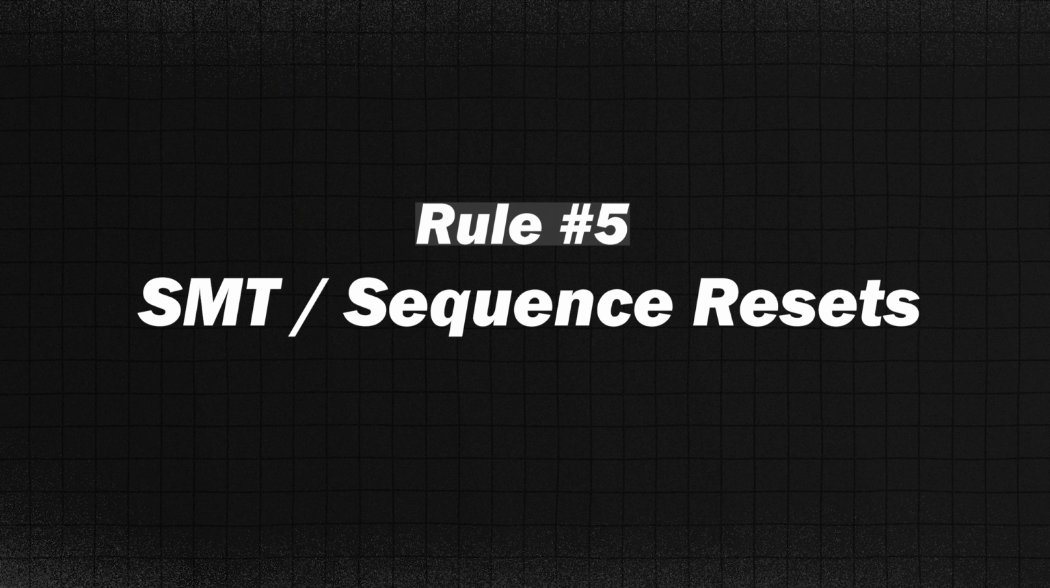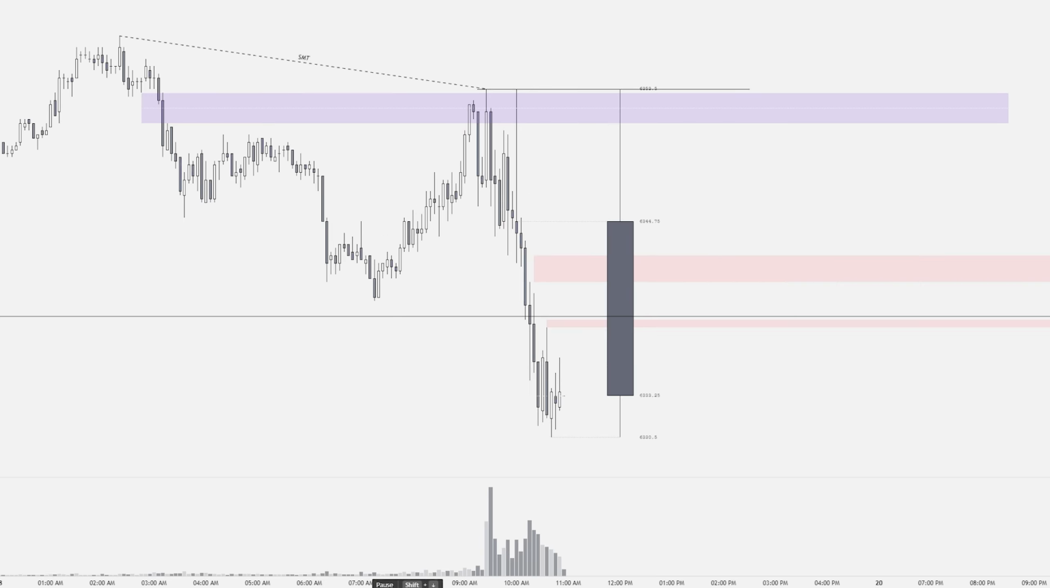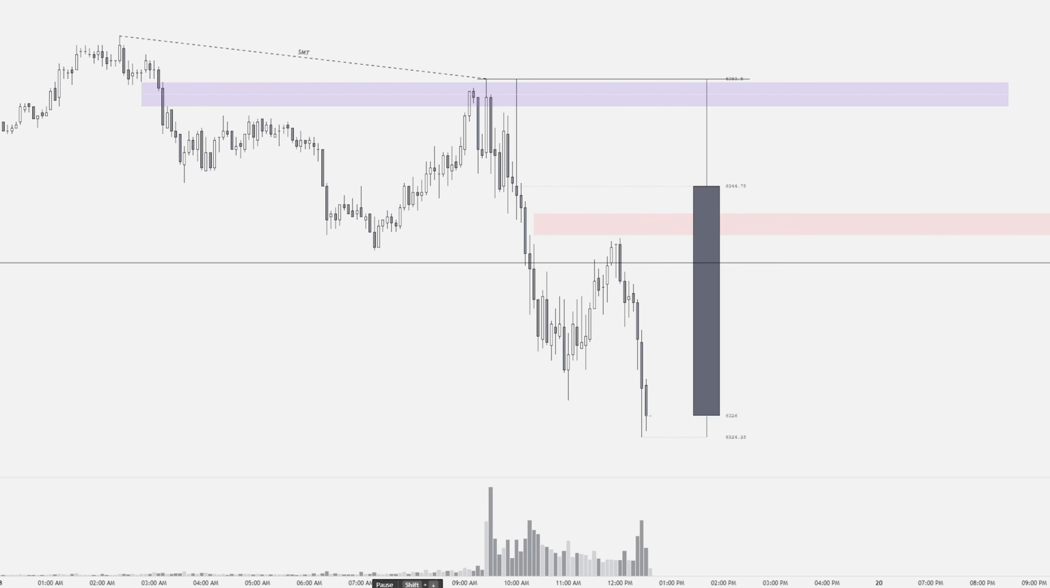Now an SMT and a sequence reset. This is going to be a little bit more advanced. If you see an SMT divergence with the correlating asset before a signal is given, that invalidates the setup entirely. Do not consider it anymore. Now, what is an SMT? It's a divergence between two correlated assets, for example, ES and NQ. One takes out the high or the low, and the other doesn't. When this happens, smart money is doing something fishy behind the scenes, and it gives you a clear insight as to where the market wants to head towards.